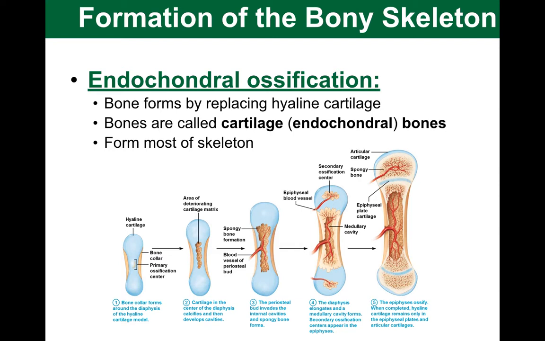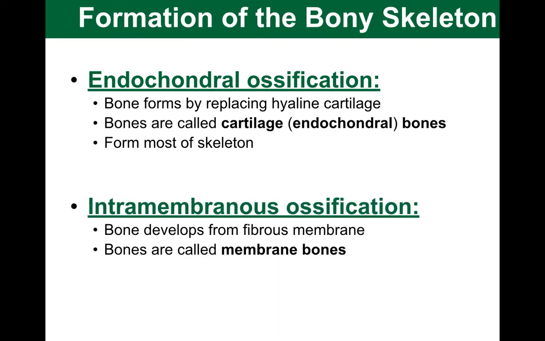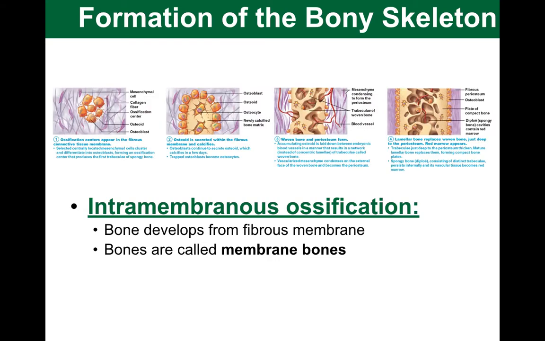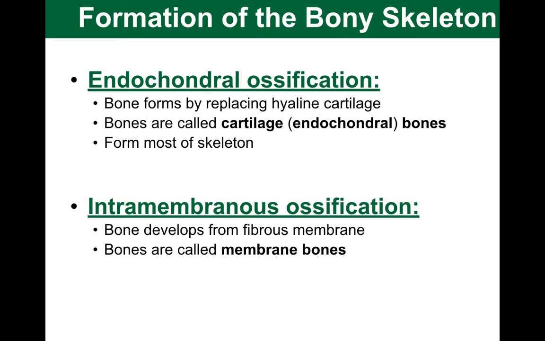But that is not the only way how bones form. We also have intramembranous ossification. In this, the fibrous membranes are replaced by bone. You can consider it as if it is hardening, as seen in this figure. So, these are our two types of ossification.